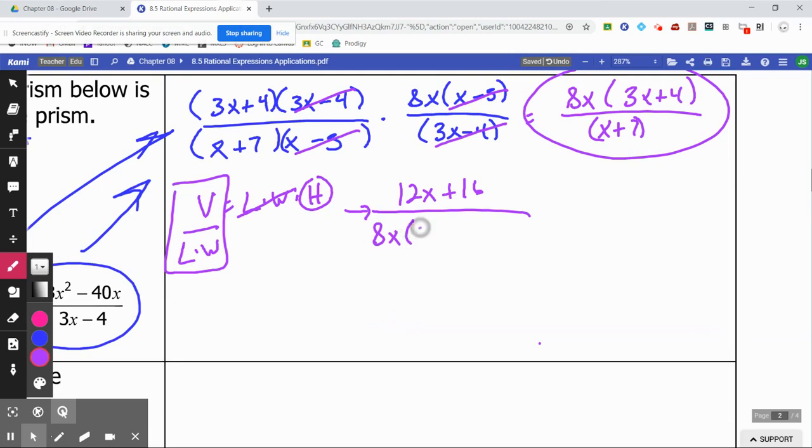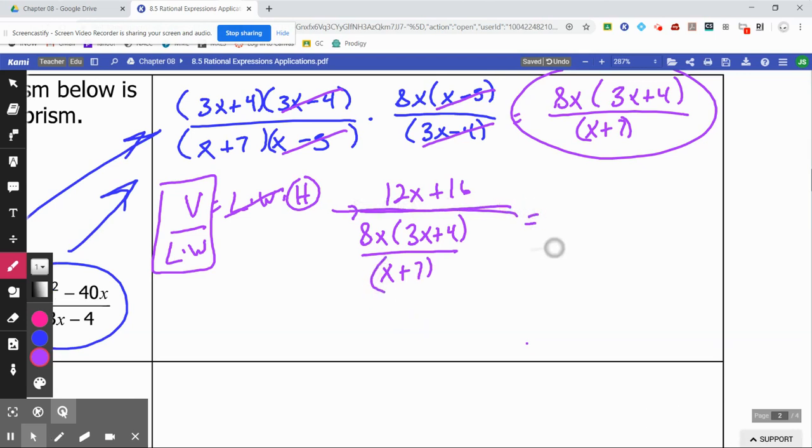8x times 3x plus 4 over x plus 7. And a reminder to divide, you're going to take your bottom, flip and multiply. So I'm going to factor as I do this. The top is now 4 times 3x plus 4, and you can put that over 1 if you'd like. We're going to flip and multiply by the bottom.